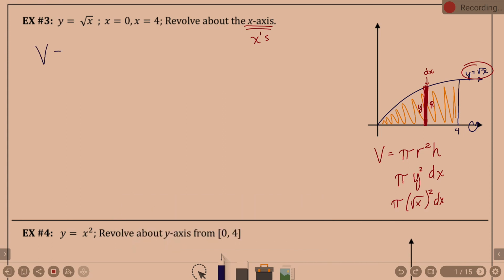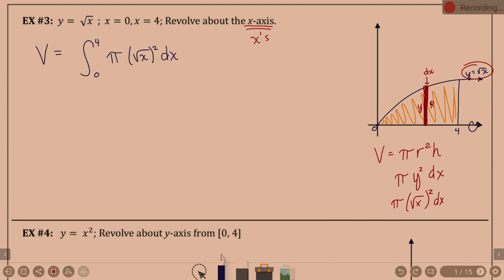So volume is the integral of pi times square root of x squared dx. We already had that part, yes? And the limits go from 0 to 4, and those are x values, right? That's why they gave us x equals 0. But even then, my argument as a calc teacher would be it intersects right there, so it ends right there. I don't know why. Whatever. That's the basic setup, yes?